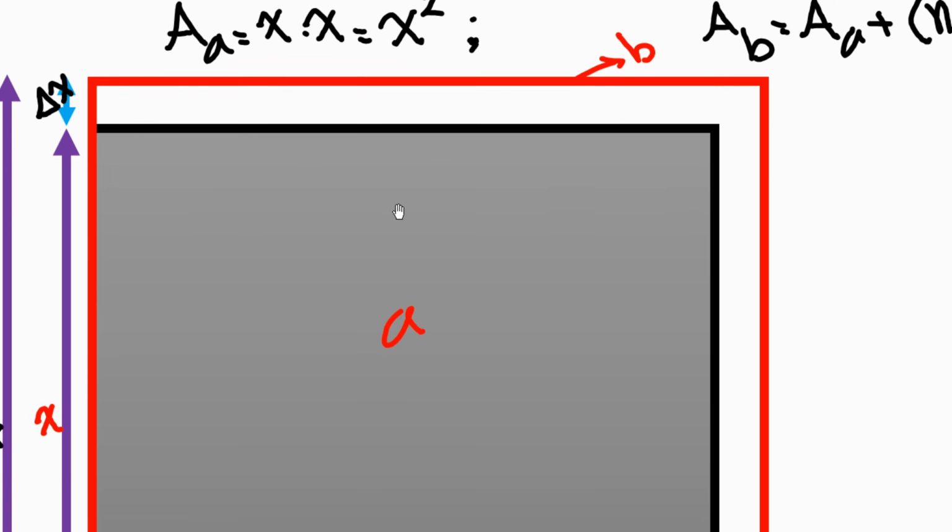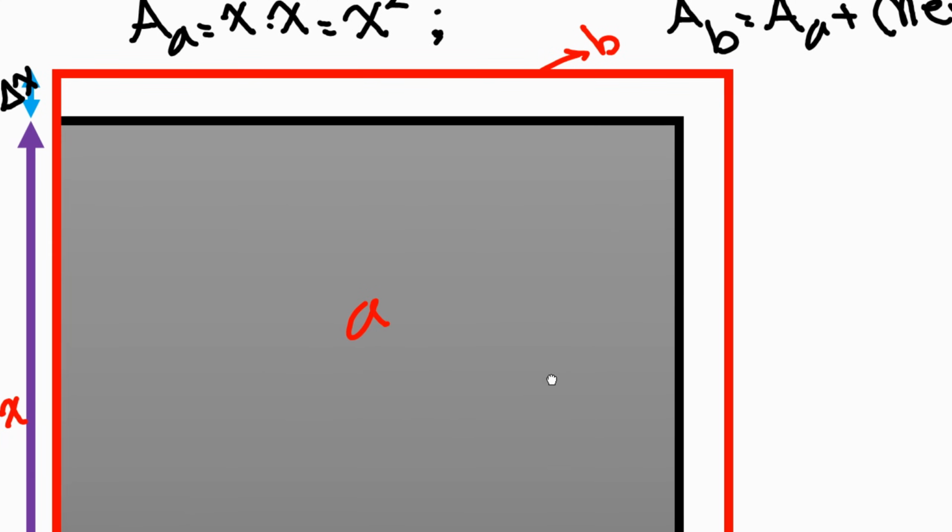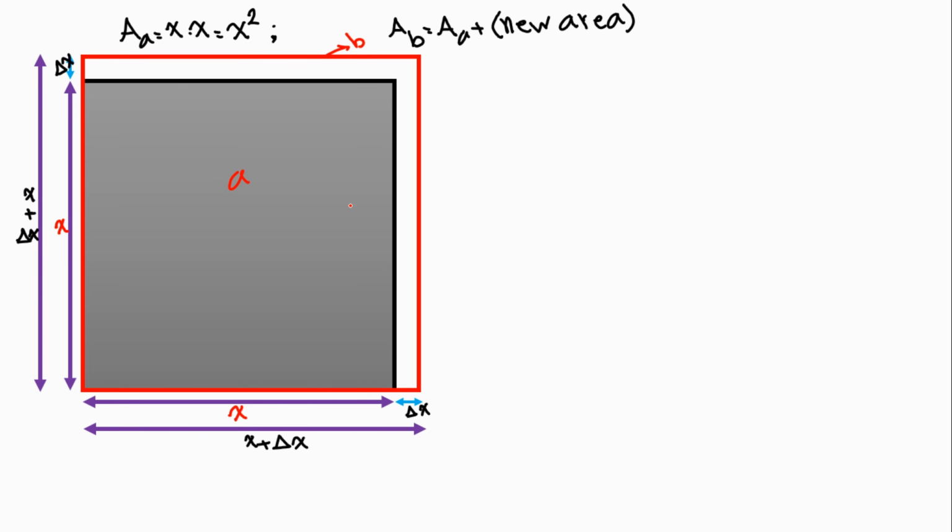Look closely at the new area we added here. It splits into three pieces: a thin strip on top. Let's call it 1. Then the area of 1 equals x, that is the width, and the height is delta x, so x times delta x. And a thin strip on the side, same size. Let's call it 2. Then A sub 2 equals x times delta x.